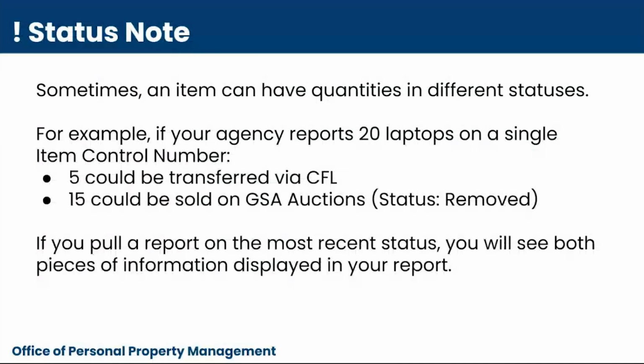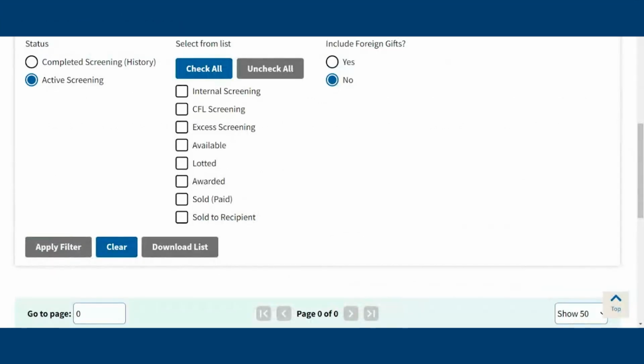Sometimes an item can have quantities in different statuses. For example, if your agency reports 20 laptops on a single item control number, 5 could be transferred via CFL and have a status of CFL transferred, and 15 could be sold on GSA auctions with the status of removed. If you pull a report on the most recent status, you will see both pieces of information displayed in your report for your awareness.